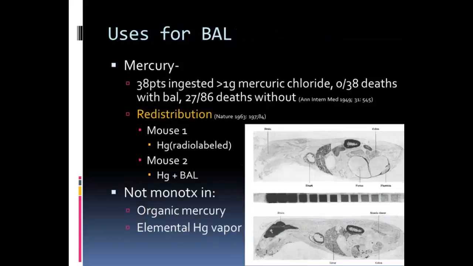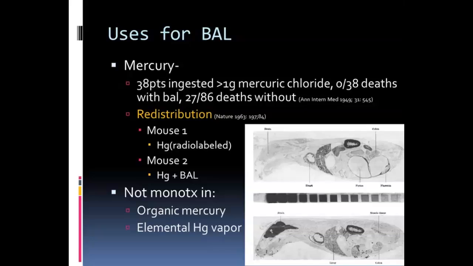So let's just go through mercury and then arsenic and lead, because I think it's important because there's a lot of sort of mixed messages. And if the question is, does BAL bind or chelate mercury, the answer is yes. There is an old study that looked at people who had ingestions of mercuric chloride, and they treated with BAL, and they all survived, and they compared them to historical controls, and the mortality rate was about a third. And so that was thought, well, maybe this is effective, and it very well may be.